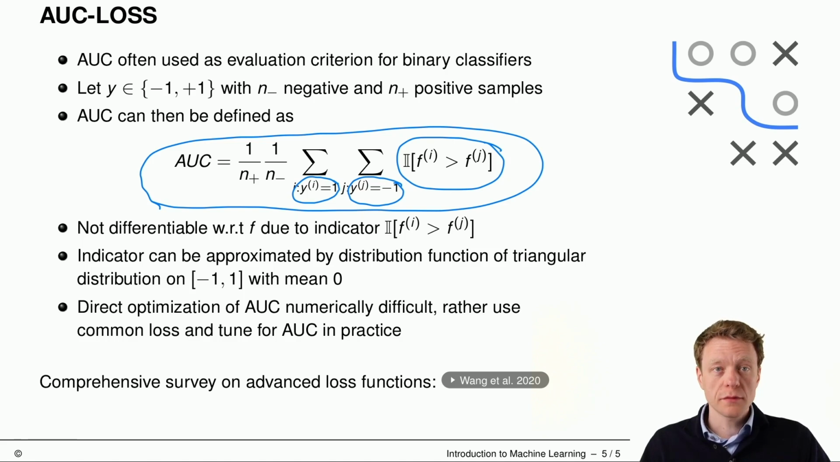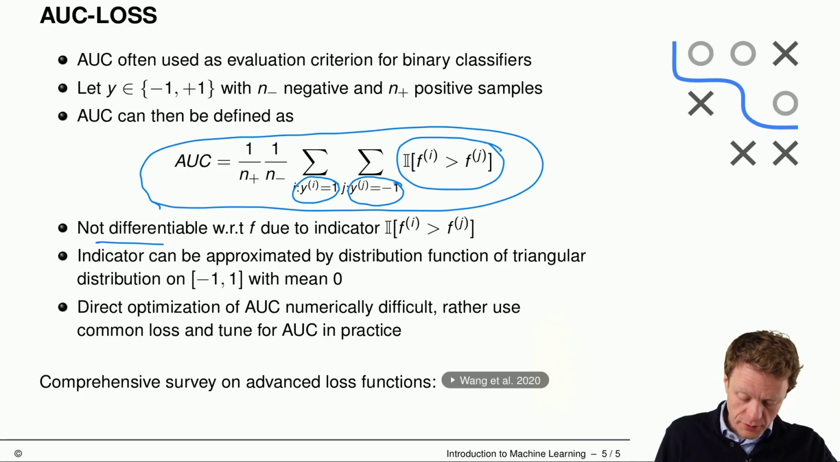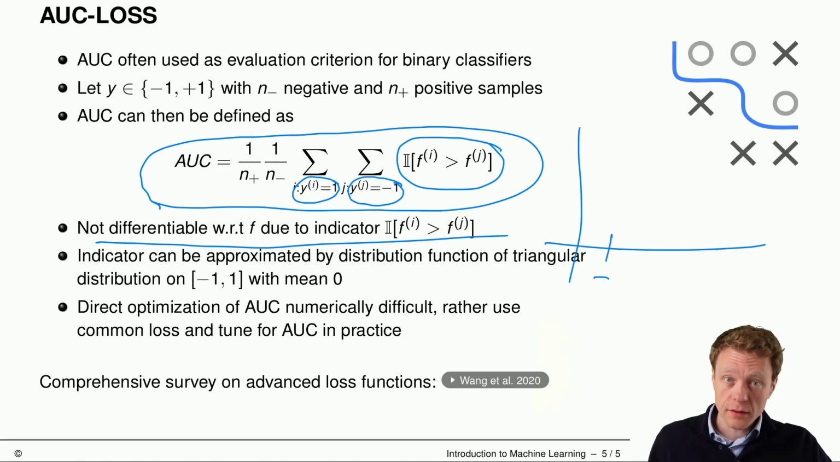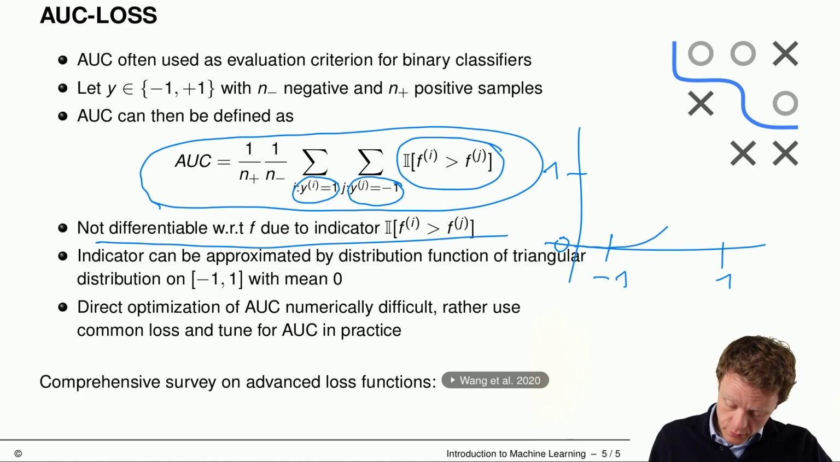Best AUC would be 1, of course. Worst would be 0.5, right? Not 0. 0.5 is like the random classifier. But this thing here is not differentiable with respect to f due to this indicator function here. We can try to fix this by approximating this indicator function by the distribution function of the triangular distribution, which would then look something like this. So minus 1, 1. This starts here, grows here somehow, and is 1 at 1.